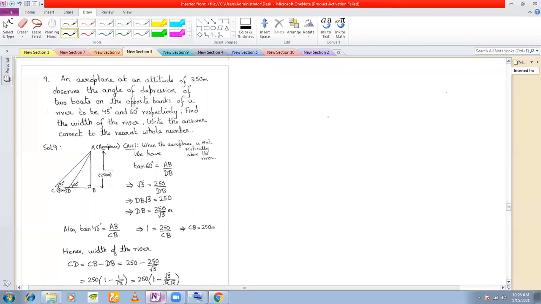Now, if you read this problem number 9, it states that an aeroplane at an altitude of 250 meters observes the angle of depression of two boats on opposite sides of a river to be 45 degree and 60 degree respectively. Find the width of the river. Write the answer correct to the nearest whole number.